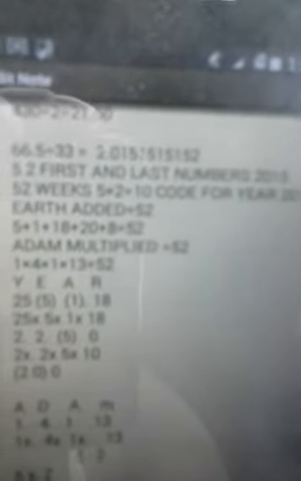Now looking at 66.5, which is the axis of the north and the south pole, divided by all the years that Jesus lived. Clearly you can make out 2015, conclusively the year 2015. 5 and 2, first and last numbers of the year 2015. More than a coincidence, 52 weeks makes a year, and every year is showing the last year on earth, comprised in the 52 weeks of every year.